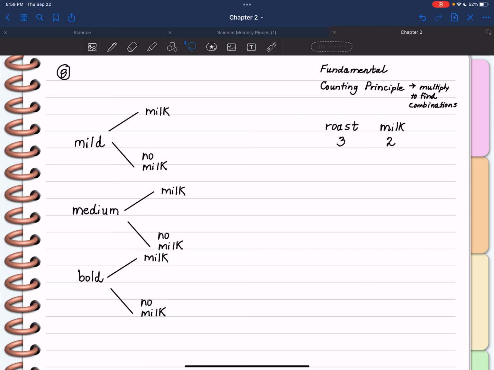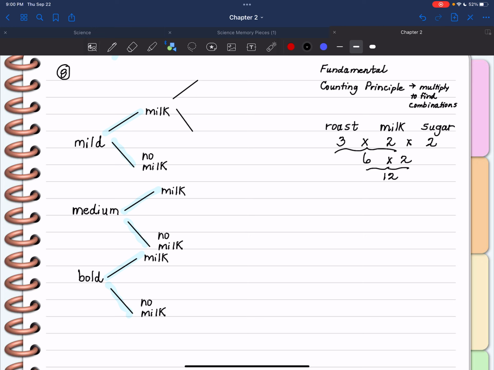So how many choices do we have right here? 1, 2, 3, 4, 5, 6. And notice over here, what is 3 times 2? 6. So the tree diagram is showing me how this formula over here works. And then we have to choose sugar. And you can get sugar or no sugar, so you have 2 options. And we're going to say 6 times 2, that will be 12. So I believe I should have 12 branches when I'm done.